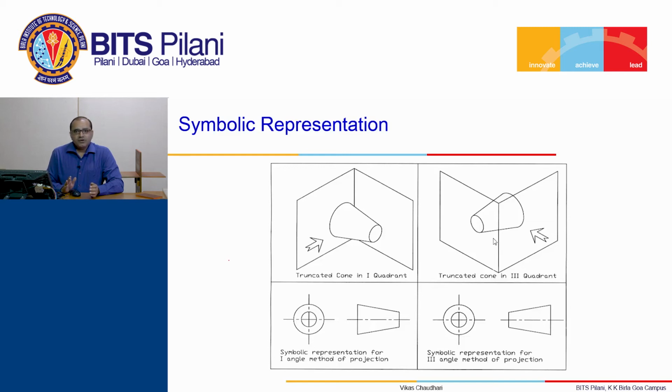So in this class, we have discussed the elements of projections. There are three elements of projections: the observer, object and plane of projections. Briefly we discussed the system of projections. Then we discussed the methods of projections. There are two methods, first angle method of projections and third angle method of projections. And finally we ended with the symbolic representation of first angle method of projection and third angle method of projection.